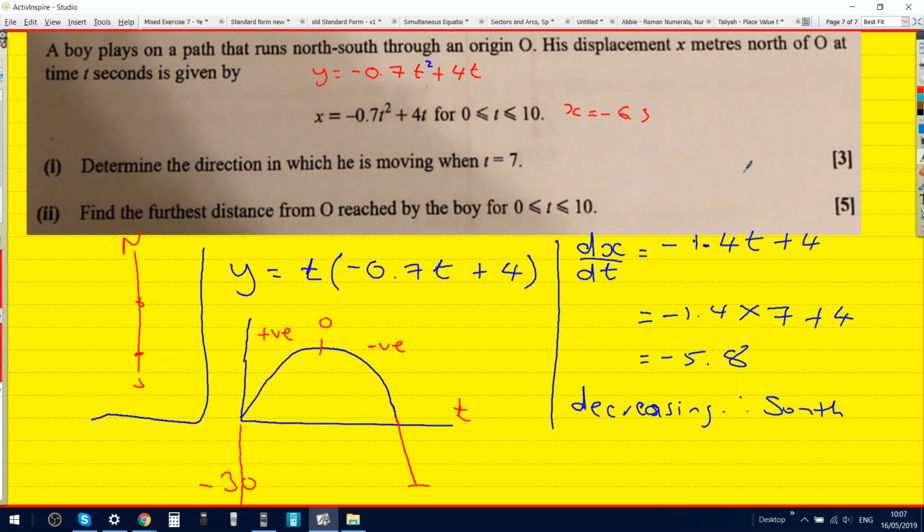So do we sub in 0? Into where? Into the minus 1.4 times 0? No. Is it into the original? No. It's not t that is 0. It's dx dt that is 0. So the gradient is 0, or the rate of increase. 0 equals minus 1.4t plus 4, and then are we solving for t? Yeah.